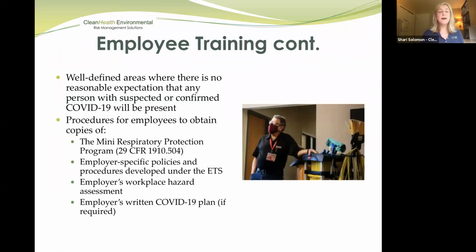Also part of any comprehensive training is determining those well-defined areas if that exemption is going to apply, and making sure that your workers know what policies and procedures you have in place and how they can access them. And that's all under occupational safety and health: your employees have, quote, the right to know, and therefore all programs need to be made readily available to them.